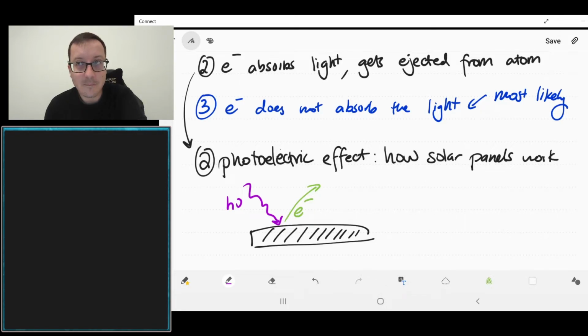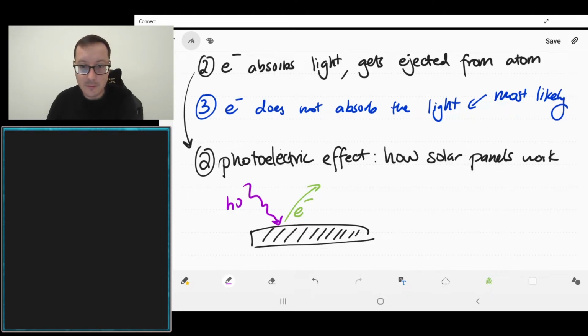It works for a lot of applications. Not only are solar panels probably the most industrially important, but there are a lot of analytical techniques that also rely on this. Like working with old artwork, if you want to discover things about the surface of something, there is photoelectron spectroscopy, which is pretty interesting, but that's advanced analytical stuff, so that's beyond this course.